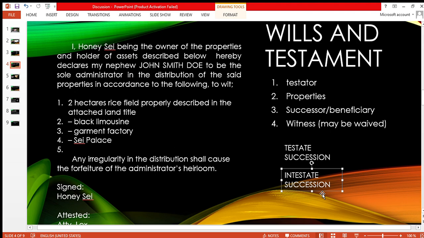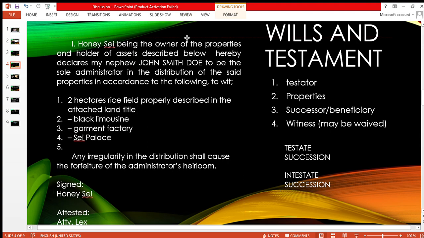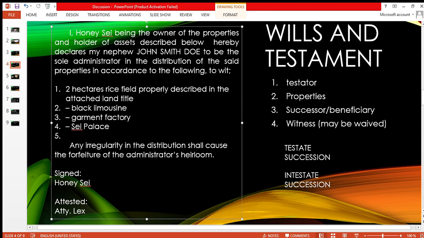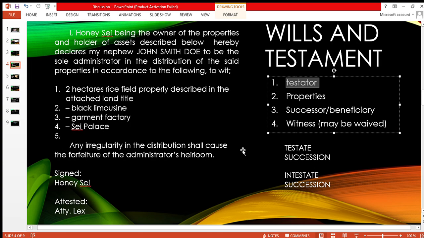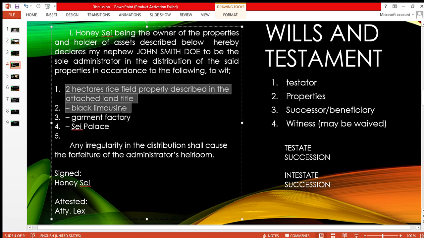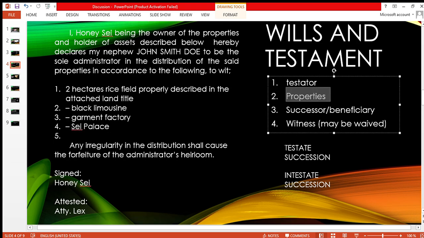Now, that is what we call intestate succession. Okay, let's take for an example the one that is being stated on your screen. Hennessy has properties. She has 2 hectares of rice field, a black limousine, a garment factory, and a Say palace. Hennessy executed this will and testament. So Hennessy is what we call the testator. The 2 hectares rice field, the black limousine, the garment factory, and the Say palace are her properties.